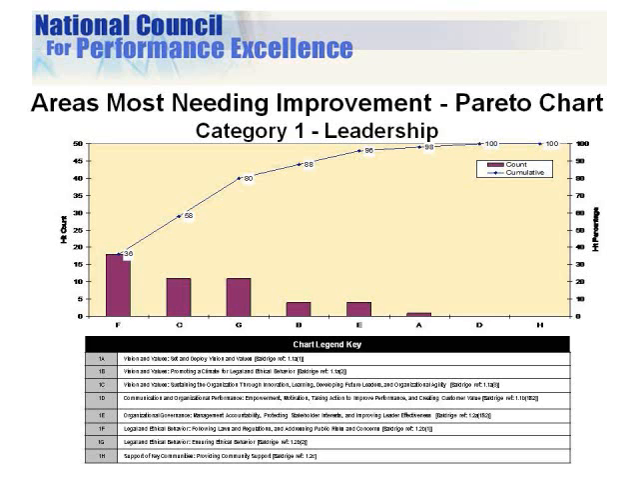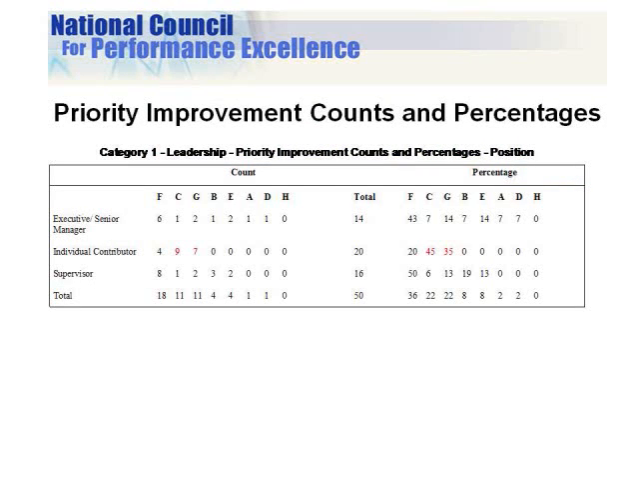The letters D and H did not receive any votes, since these areas were not selected by staff as areas needing improvement. The Priority Improvement Counts and Percentages table shows improvement selections by demographic. In this example, individual contributors felt that C and G need improvement by a greater margin than did the executives, senior managers, and supervisors. This may indicate a gap in process deployment warranting further investigation.